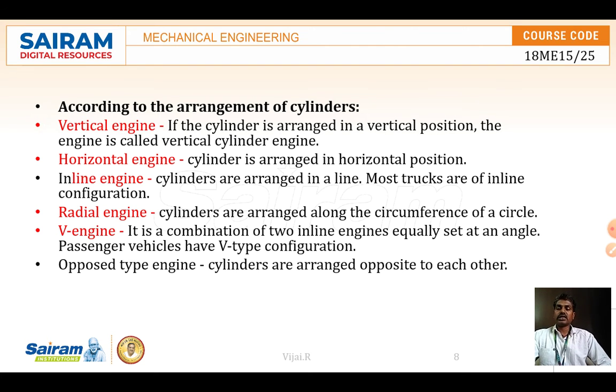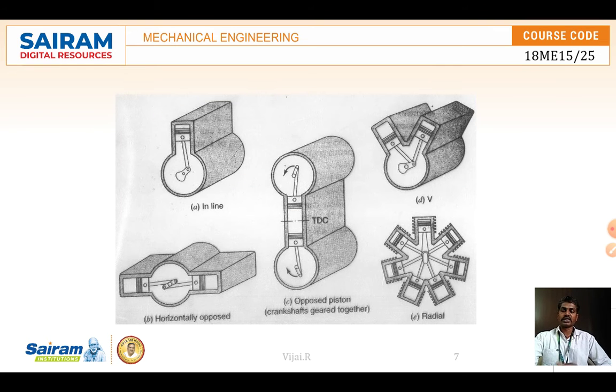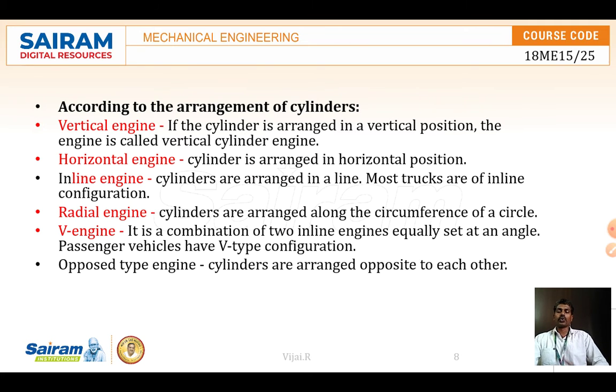So vertical cylinder is the one in which the cylinder is arranged in vertical position only. Horizontal engine is the one in which the cylinder is arranged in horizontal position. So you can see here the vertical inline cylinder is the vertical one, and the horizontal opposed cylinder is arranged horizontally. It depends upon the orientation of the cylinder, vertical or horizontal cylinder, and inline cylinder. So the number of cylinders are arranged in a line.